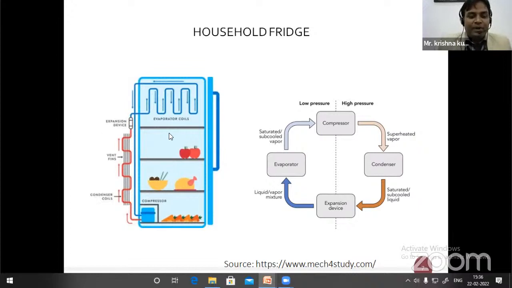And where we place our vegetables and water in the fridge, inside that there is an evaporator coil. In between the condenser and evaporator we have the expansion device. In that, the refrigerant reduces the temperature and goes to the evaporator, where it produces the refrigeration effect in the fridge cabinet. How it is happening, we will see next.